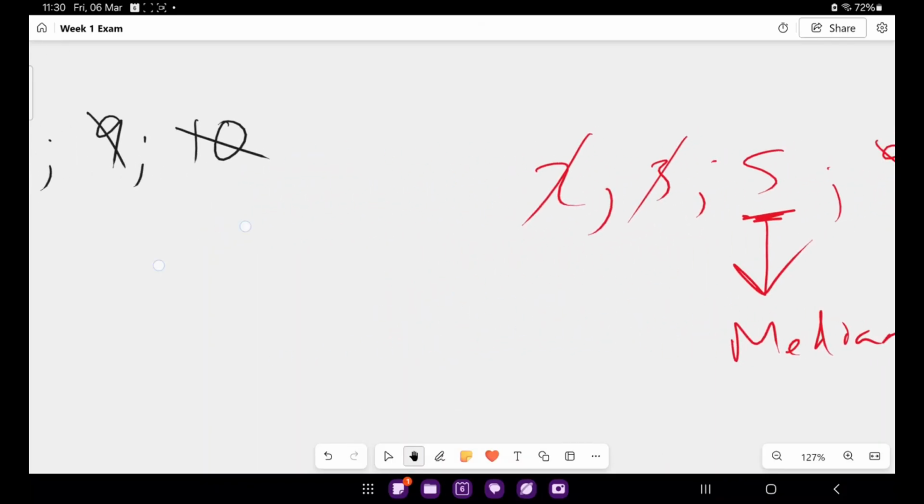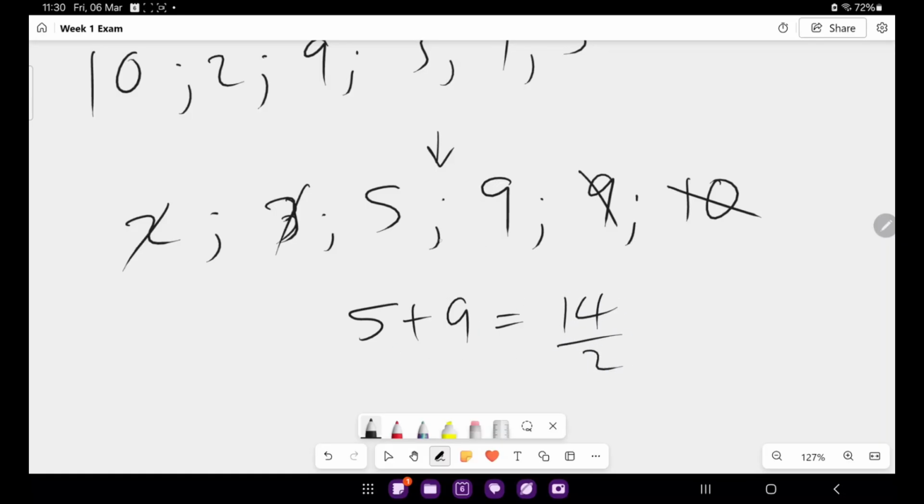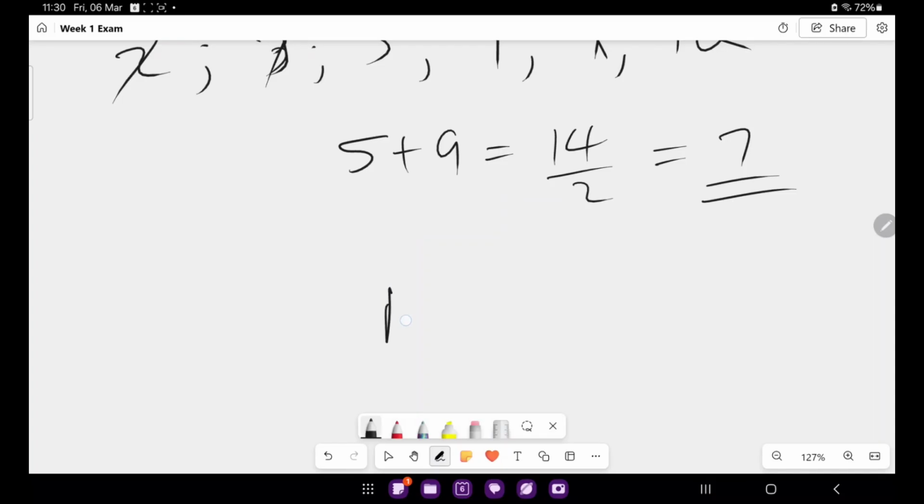But now in this case, if we cancel these 2, we are left with nothing in the middle. That means we don't cancel them, but what we do is we find the number that's in between these 2. So now you might be asking, okay, how do I do that? We just say 5 plus 9. What does 5 plus 9 give us? 14, and we divide by 2. So you add the numbers, then divide by 2. So 14 divided by 2, we get 7. So 7 becomes our median.